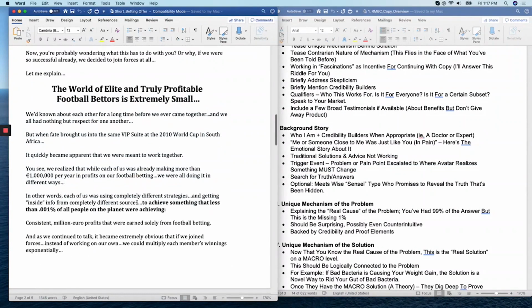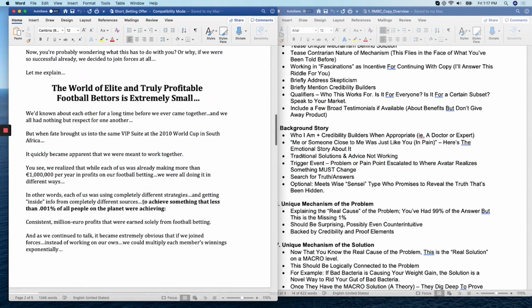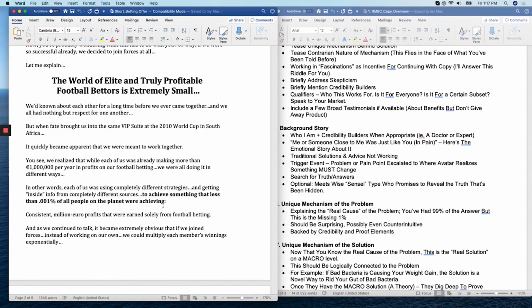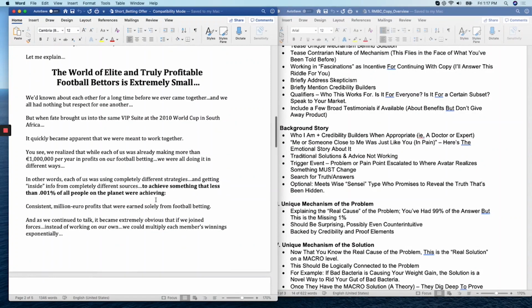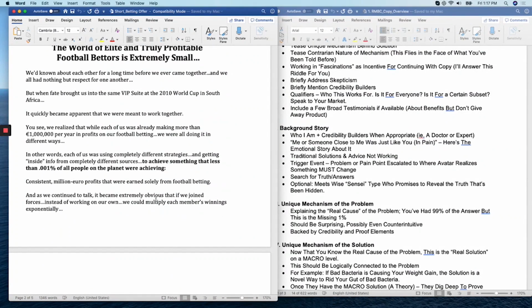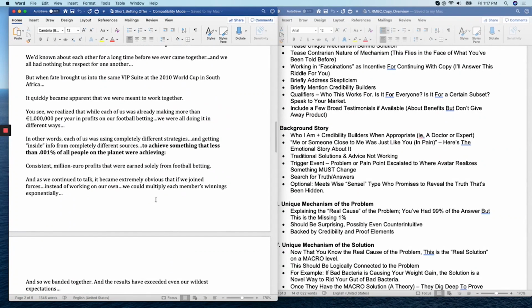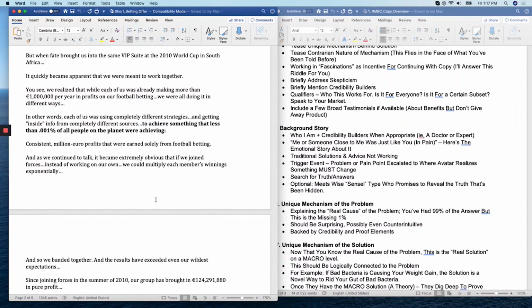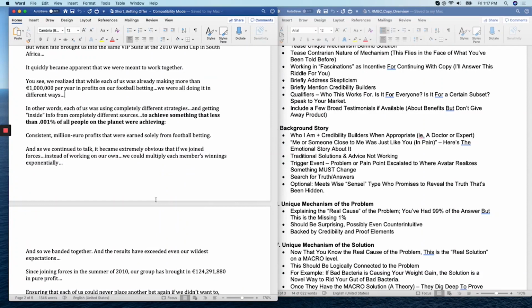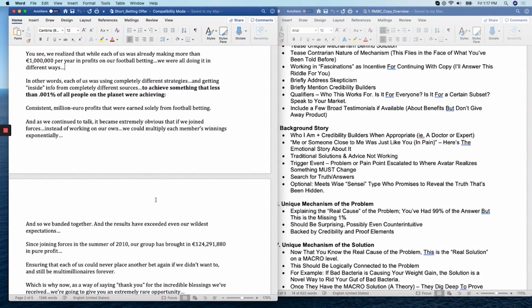In other words, each of us was using completely different strategies and getting inside info from completely different sources to achieve something that less than 0.01 or 0.001% of all people on the planet were achieving. Consistent million euro profits that were earned solely from football betting. As we continued to talk, it became extremely obvious that if we joined forces instead of working on our own, we could multiply each other's winnings exponentially, and so we banded together, and the results have exceeded even our wildest expectations.